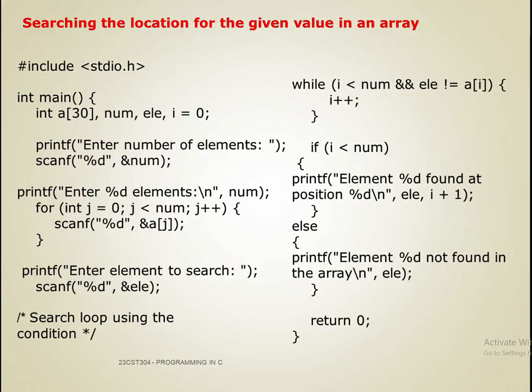There are two conditions. In condition 1, i less than n. This ensures that we don't go beyond the array. In condition 2, element not equal to a of i. This checks whether the current array element is different from the value we are searching for. We are using the AND operator. The AND operator means both the conditions must be true.